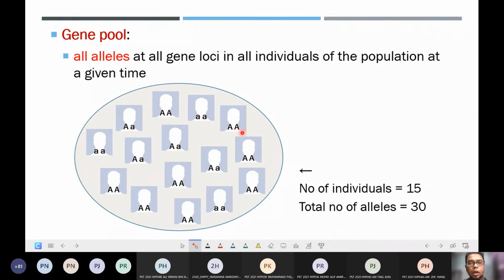Okay, so when we talk about the gene pool, we are talking about all the alleles over here. All meaning that the capital A alleles together with the small letter a alleles. Kita cuma kira lah berapa banyak. Cuba kira berapa A besar. Kira. Berapa A kecil. Kira. All together there will be 30 alleles.